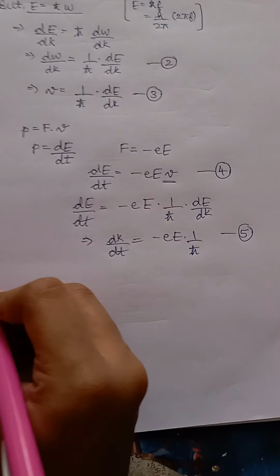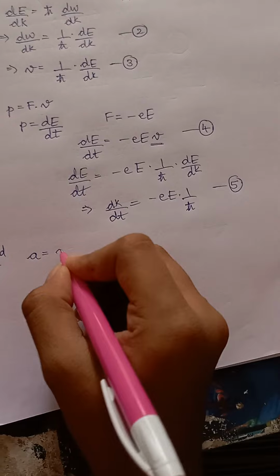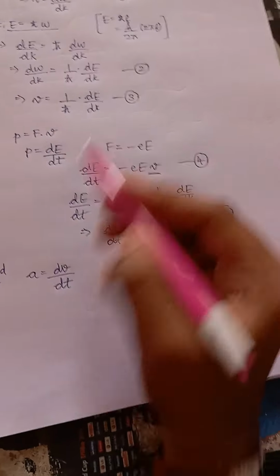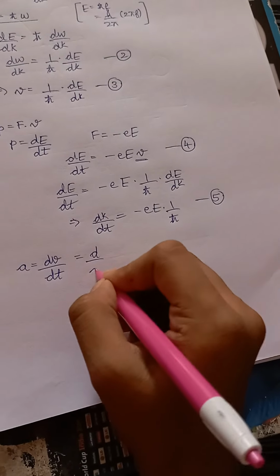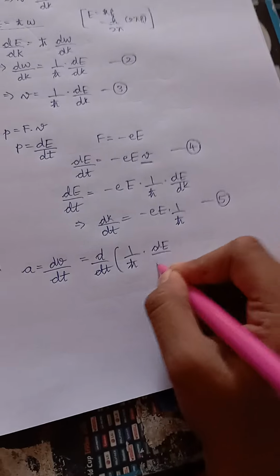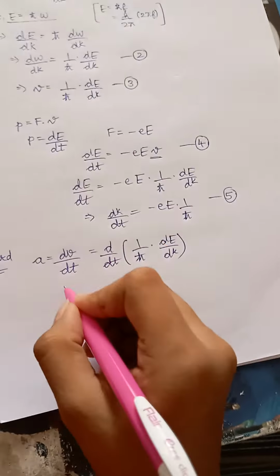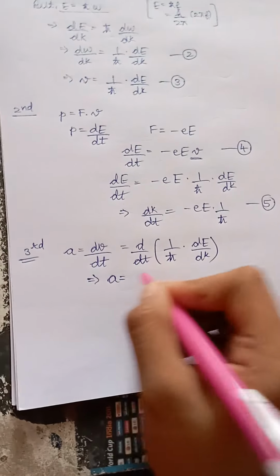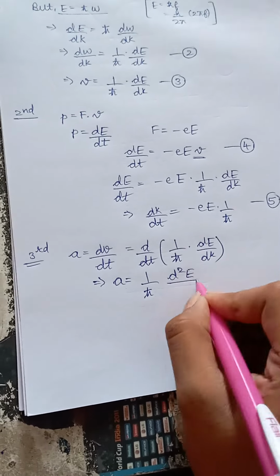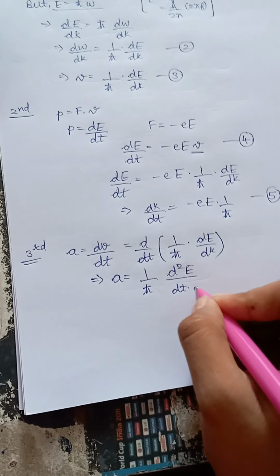Now coming to the third part of this effective mass of an electron derivation. We know acceleration is nothing but the rate of change of velocity. So from the third equation, we can write d by dt of 1 by ħ into dE/dk. We are just substituting the value of V right over here. So we can write a is equal to, this term is constant, 1 by ħ, and this becomes d²E by dt dk.